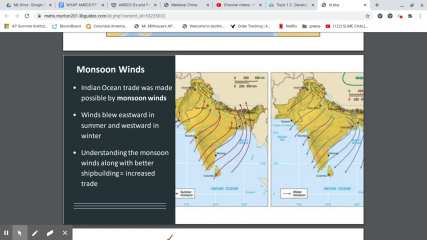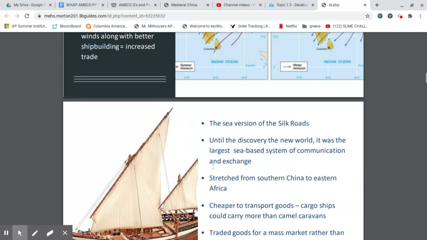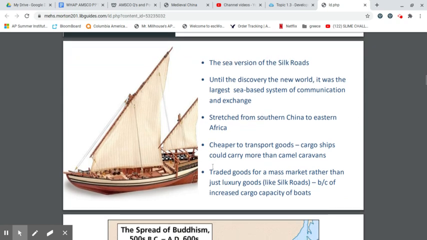But they began mapping out and understanding the monsoon winds. So as they developed better shipping tactics, they were able to use the winds to sail further and more efficiently away from the coastline. Because in the old days, ships had to follow the coastlines when they sailed. If they got out here with no land in sight, oftentimes they could become lost. It's very dangerous. Now, this is the sea version of the Silk Roads.